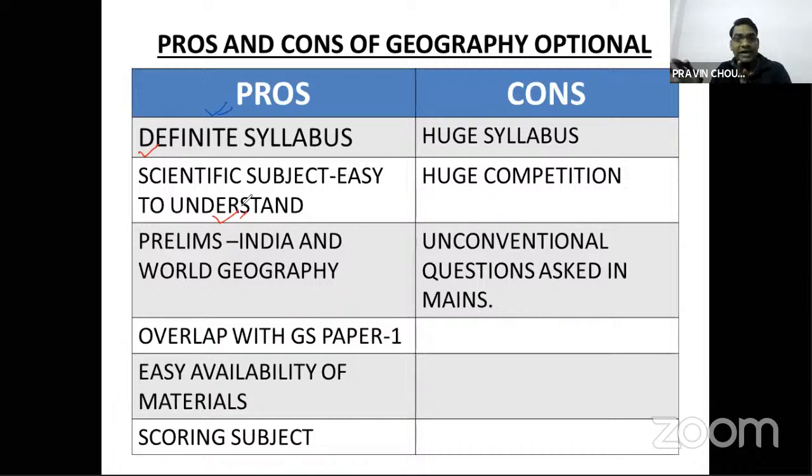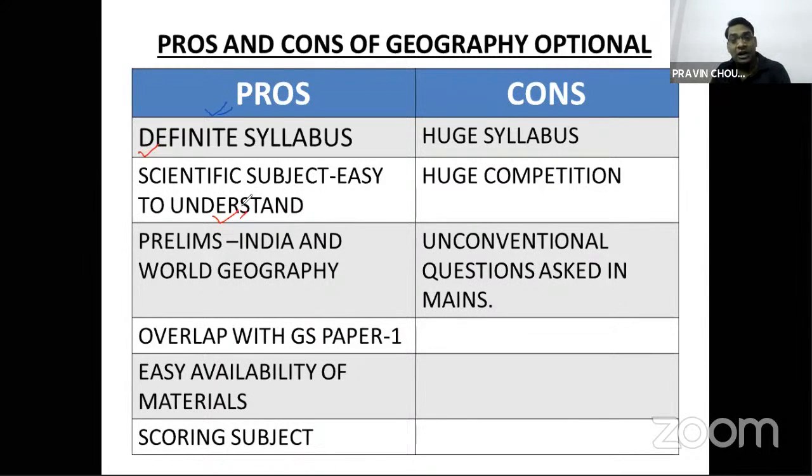Okay, so with scientific understanding, if you understand the concept, you will realize it, you will see what is happening in nature, and then it will be more interesting for you. So this is one of the reasons why BTech students and most science background students choose geography as an optional subject. But I'm not suggesting that only science and BTech students should choose this optional.